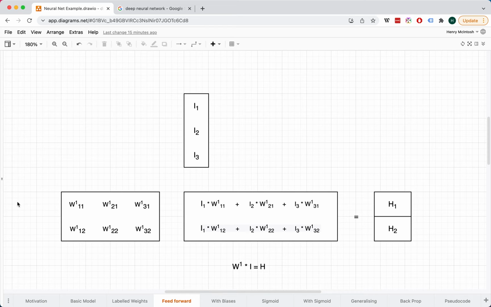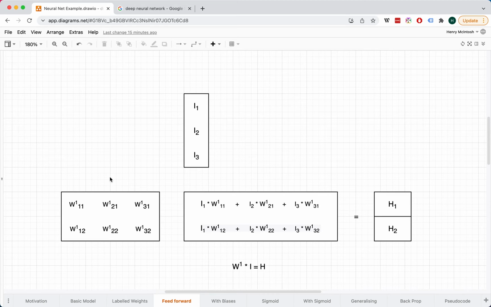So this is what matrix multiplication looks like in practice. All the people out there who are mathematicians watching this video, I'm sorry for the lack of notation. This is the best I can do in this software, but bear with me.